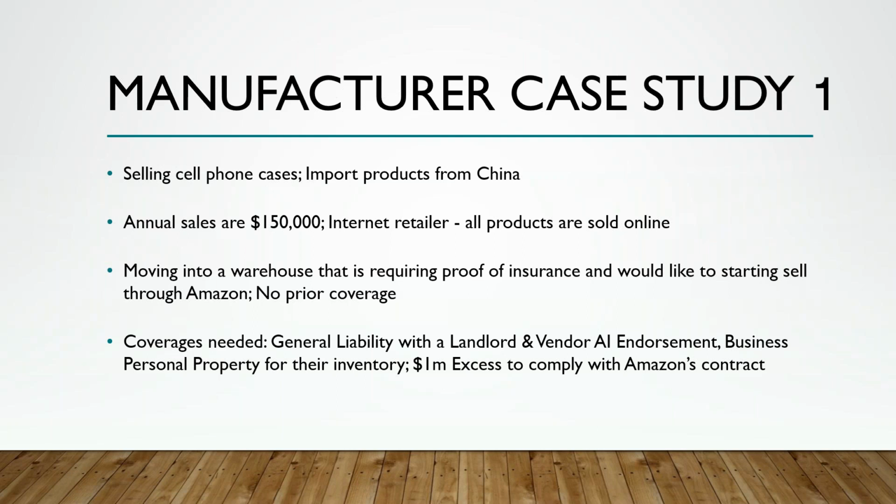This is a growing company, so they are going to be moving into a warehouse for more space, and they would like to start selling their products through Amazon. They have not had coverage, but to satisfy their lease agreement and Amazon contract, they need general liability coverage with the landlord AI endorsement and a vendor AI endorsement, along with the $1 million excess liability limit. They are also looking to get business personal property coverage for their inventory.